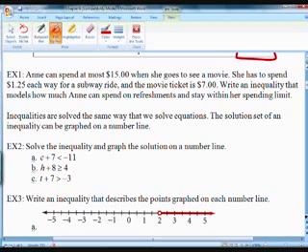Again, Ann can spend at most $15. Let's talk about what that means. She can spend at most $15. Can she spend $16? No, at most. Could she spend $10? Sure. Okay? She can spend at most $15.